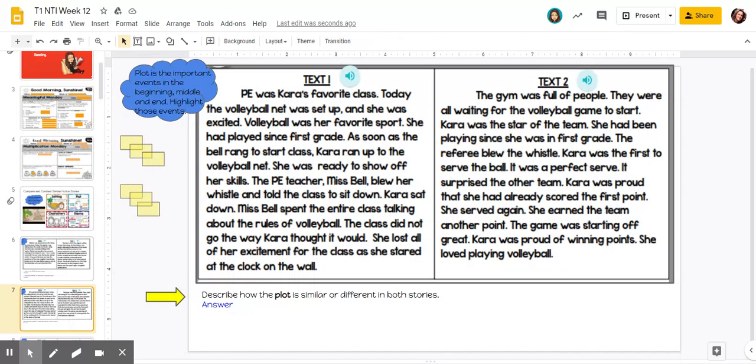Then for the next slide, once again, you have two similar texts. You can read them or listen to them. This time you are looking at the plot. Okay, so what are some important events that happened in the stories? And it says, describe how the plot is similar or different in both stories. So you have, once again, these highlighting tools over here. You can drag and cover up as much text as you want, showing important events. What important events happened in both stories? And then you're going to answer the question by stating what was similar and what was different.